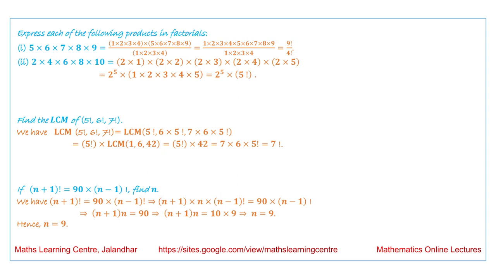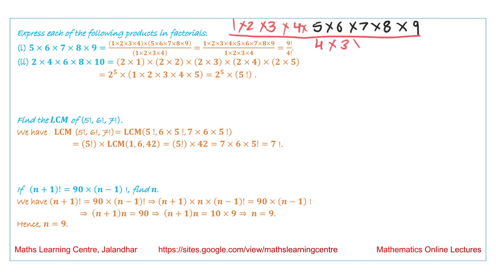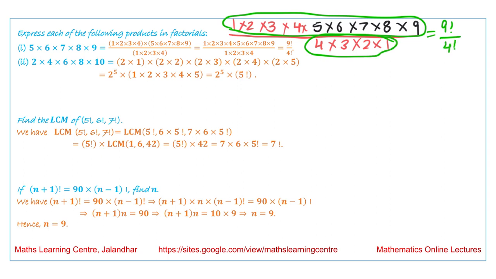Next is express the following products in factorials. So the first part we have is 5 into 6 into 7 into 8 into 9. So what terms are we going to add over here? It is 4 into 3 into 2 into 1, and we are going to divide it with 4 into 3 into 2 into 1. Now look at this complete term. This complete term numerator part is equal to 9 factorial divided by the denominator, which is 4 factorial.